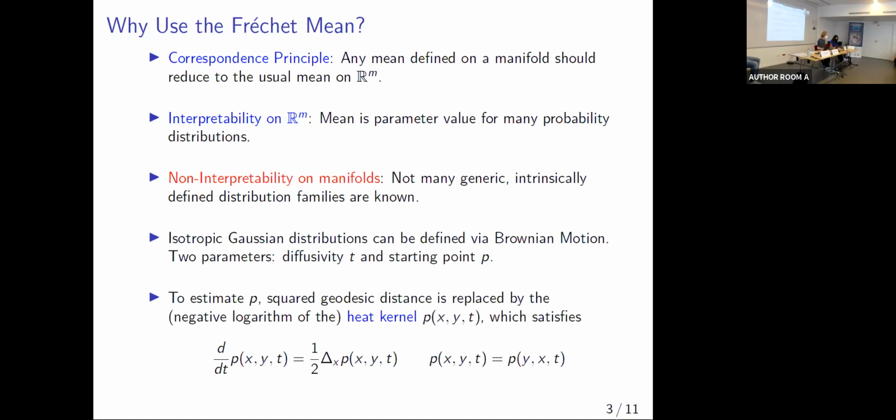So to estimate this starting point, right, this p, the square distance that's used for the Fréchet mean is replaced by the negative logarithm of the heat kernel. And the heat kernel is the solution to the heat equation, where this delta here, this Laplace operator on a manifold, is the Laplace-Beltrami operator, which includes, of course, curvature terms. And we assume symmetry of the heat kernel in the first two arguments.